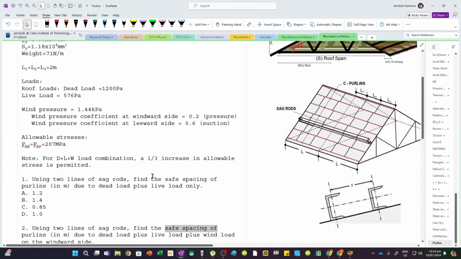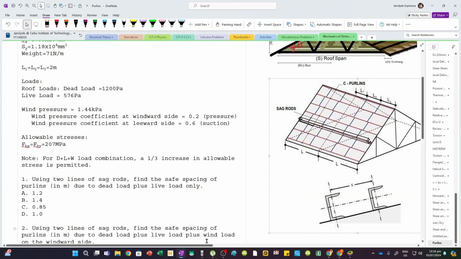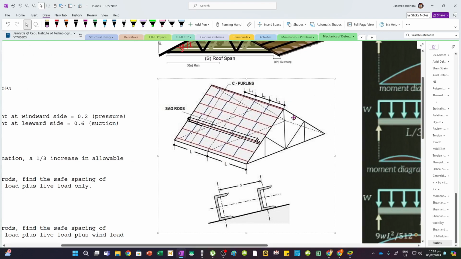But dito, makikita mo na merong sagrods. Now sir, ano yung sagrods? Itong naka-red, yan yung purlins natin. So for example, we have this channel, yan yung beam natin or purlin. This is how it looks like if we will try to draw it. But itong naka-red, that's still the purlin, but it's just drawn as a line for simplification.